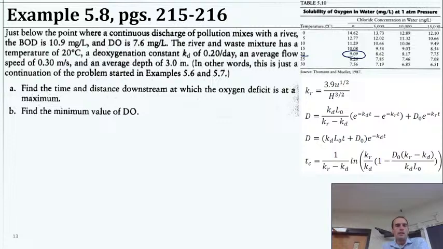Okay, then it says find the time and distance downstream at which the oxygen deficit is at a maximum. That's part A, and B is find the minimum value of dissolved oxygen. So part A is looking for the critical time and the critical location or distance, and then the DO minimum. All right, take a few minutes to work on that, and we'll work together on it in maybe 10 minutes or so. Feel free to ask questions along the way, and or work together.